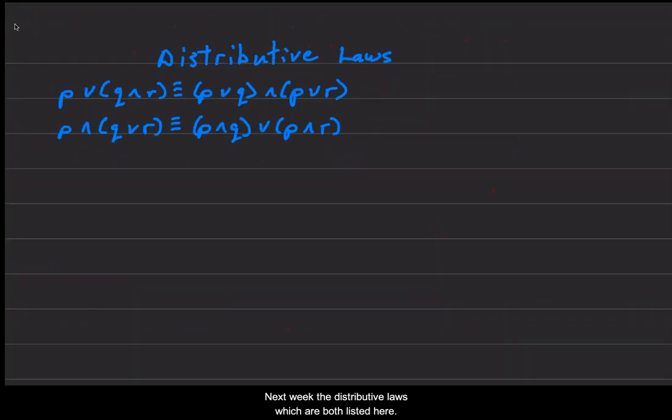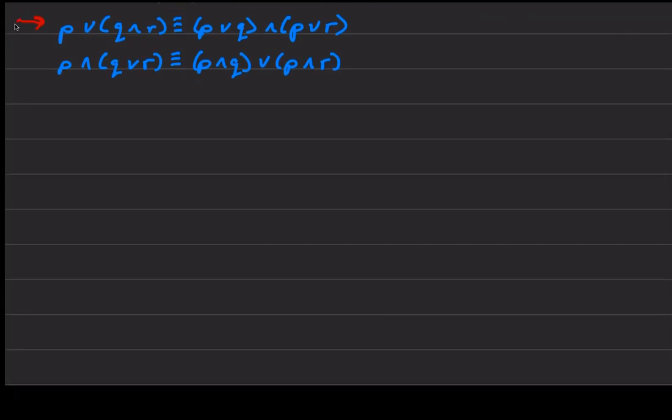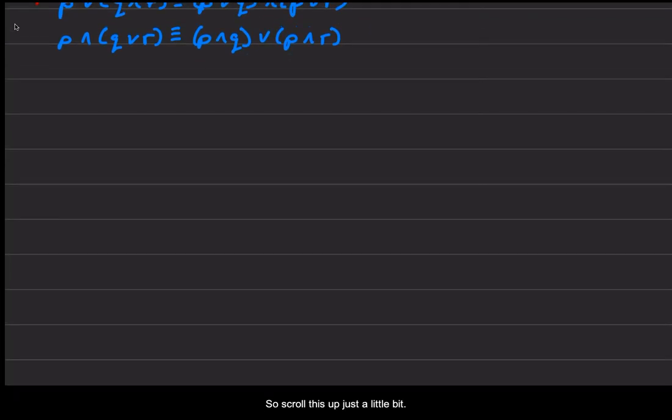Next, we'll look at the distributive laws, which are both listed here. And to start with, we will just look at this one, the first one. Again, just because of the number of variables here and how long the truth table gets, we'll just look at one of them and leave it up to you to perform the proof for the other. So, scroll this up just a little bit. We'll set up the truth table. We've got P, Q, and R.